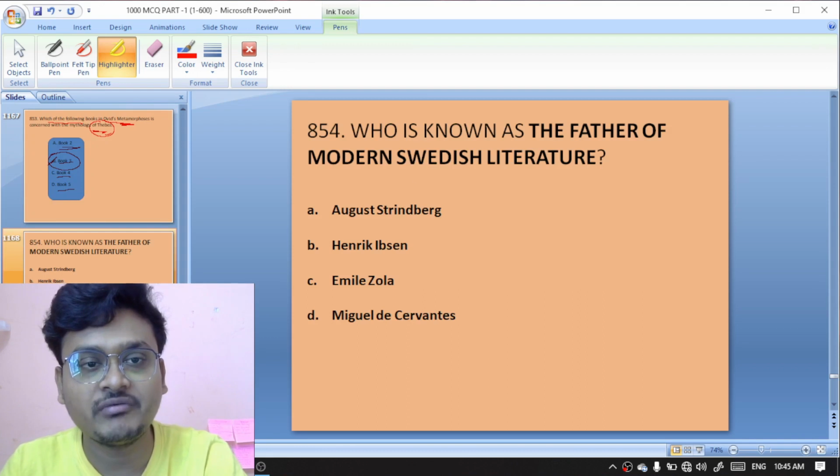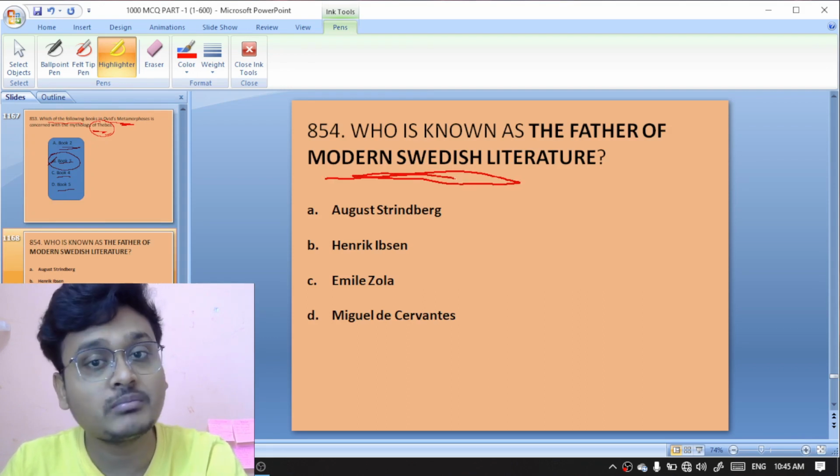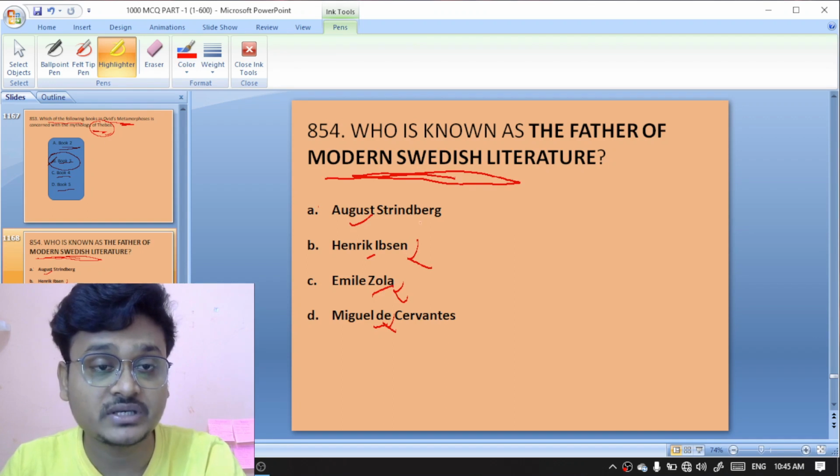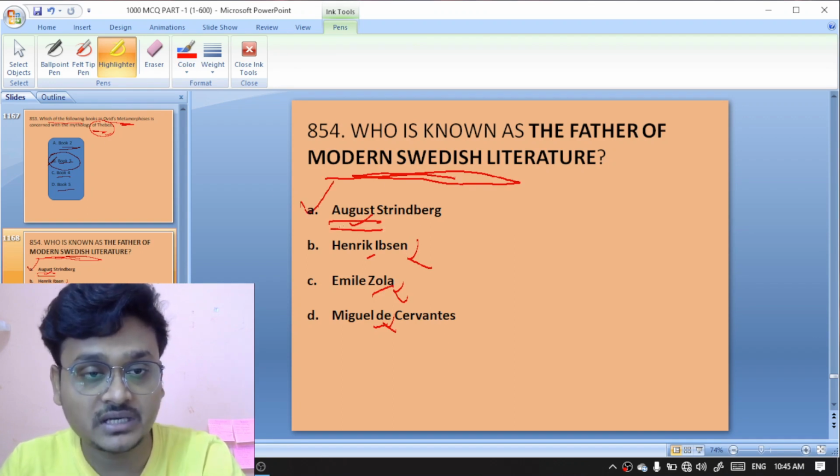Who is known as the father of modern Swedish literature? August Strindberg, Henry Gibson, Emile Zola, Miguel de Cervantes. So here the father of modern Swedish literature is August Strindberg. A is the right option here.